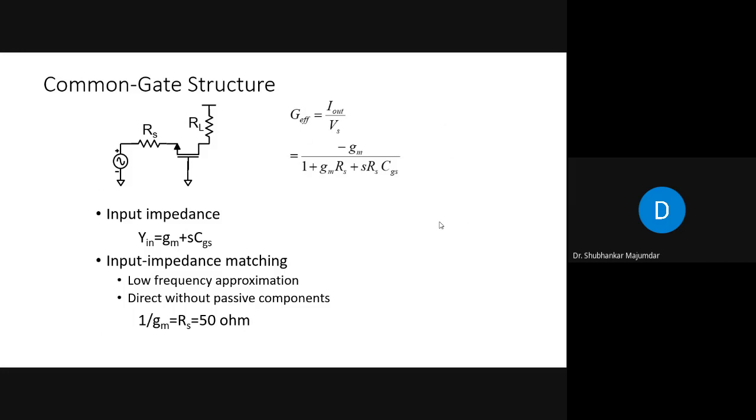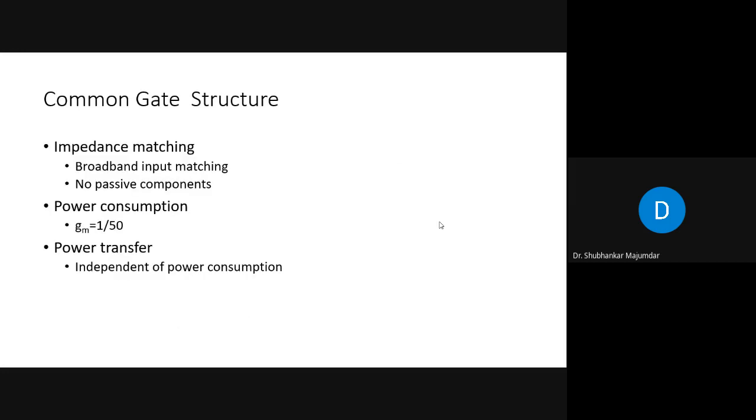Then the common gate structure is basically utilized wherever we require a matching circuit, meaning input matching circuit. We go for the common gate structure. If we require matching or buffering between two circuits, we always use the common gate structure. Now the basic utilization of the common gate structure is impedance matching, broadband input matching, no passive components, power consumption, and power transfer independent of power consumption.